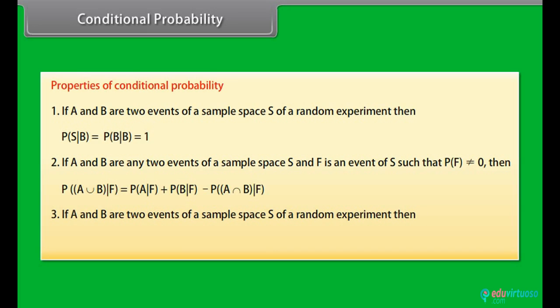3. If A and B are two events of a sample space S of a random experiment, then conditional probability of complement of event A when B is given is equal to 1 minus conditional probability of event A when B is given. Example: a fair dice is rolled.